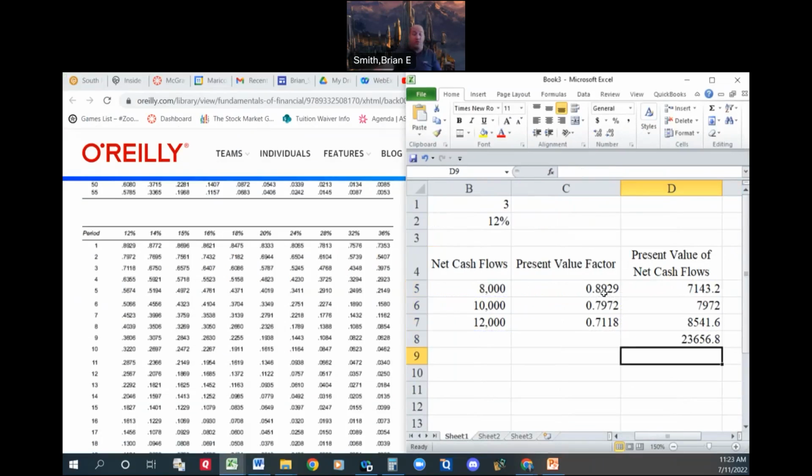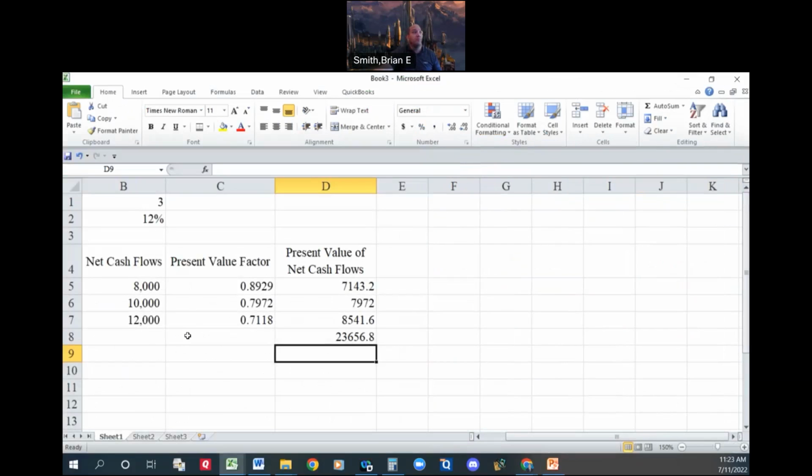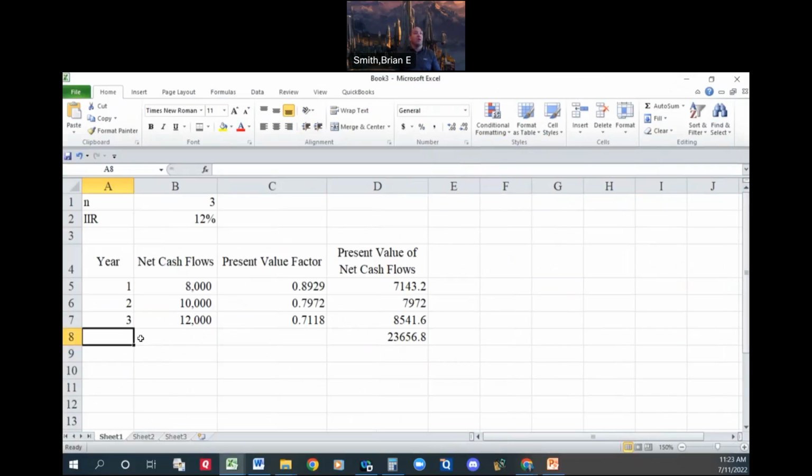right there, 23,656. And according to the book, our total initial investment was 25,000. This is what I hate about the book and the presentation. It never showed you a negative amount, and now in the homework it shows you negative amounts. It should have shown you both.